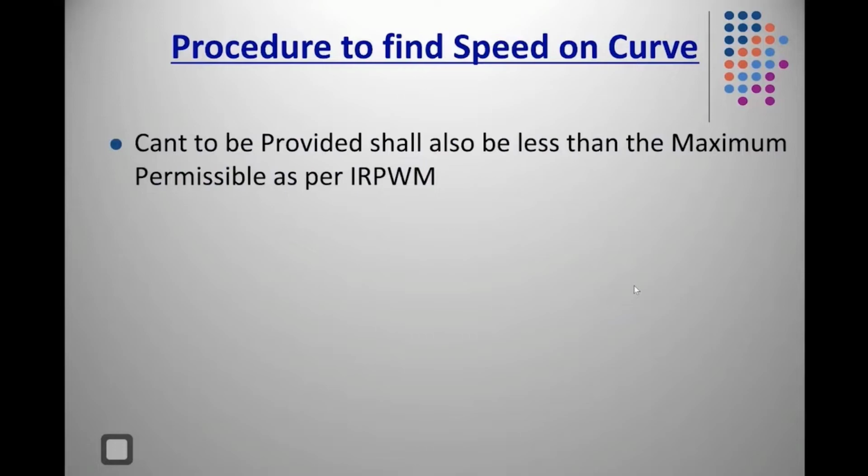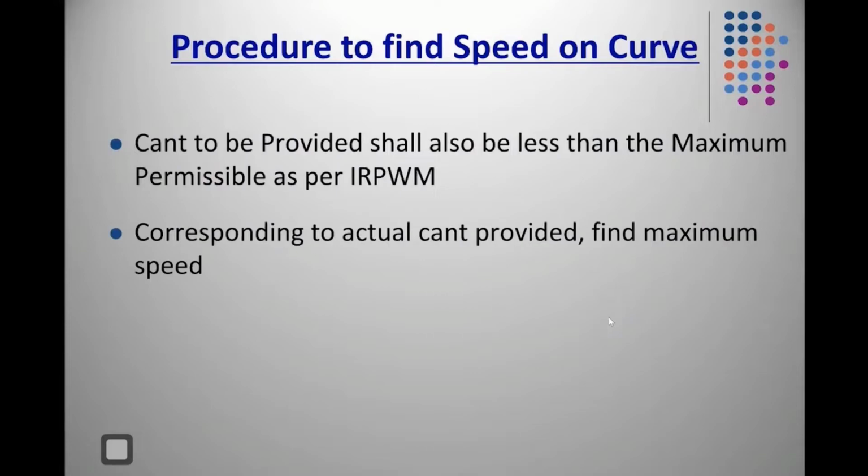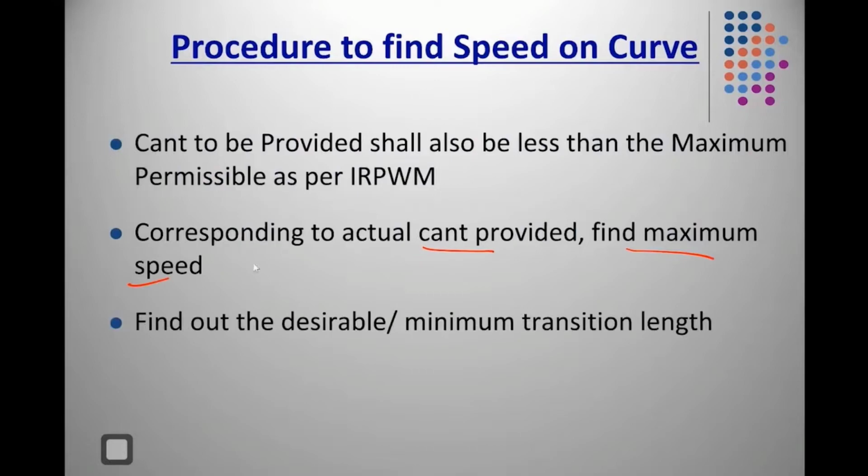So procedure to find the speed on a curve. If you have an existing curve और आपको speed निकालना है, so cant to be provided shall be less than the maximum permissible speed, जो हमने calculation में देखा था. Corresponding to actual cant provided, find maximum speed, कितना speed आ रहा है. Find out the desired end. Once you have calculated your cant, you know the maximum speed you can permit. So for your length of transition required, the formula says you require cant, V maximum, cant gradient, and I is cant gradient. So you know the cant gradient you can permit. So you can find the length of transition required. Same thing that we discussed.